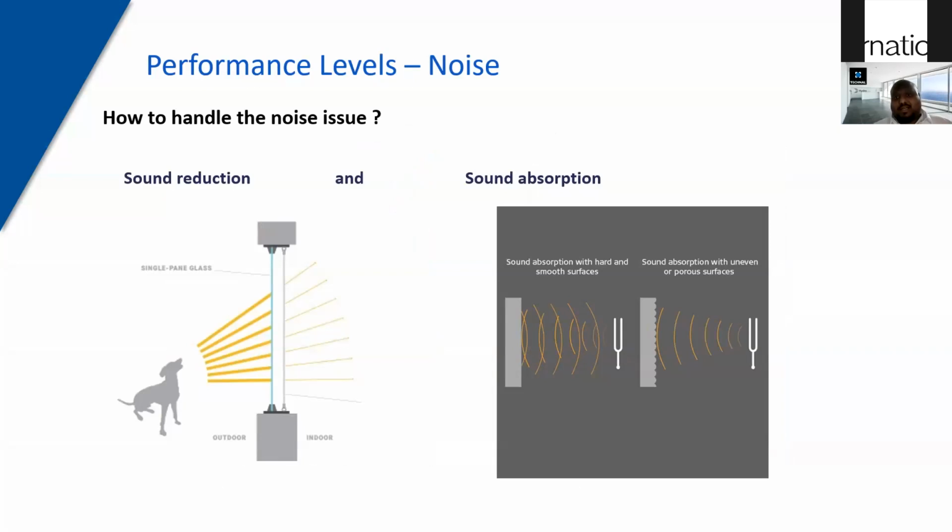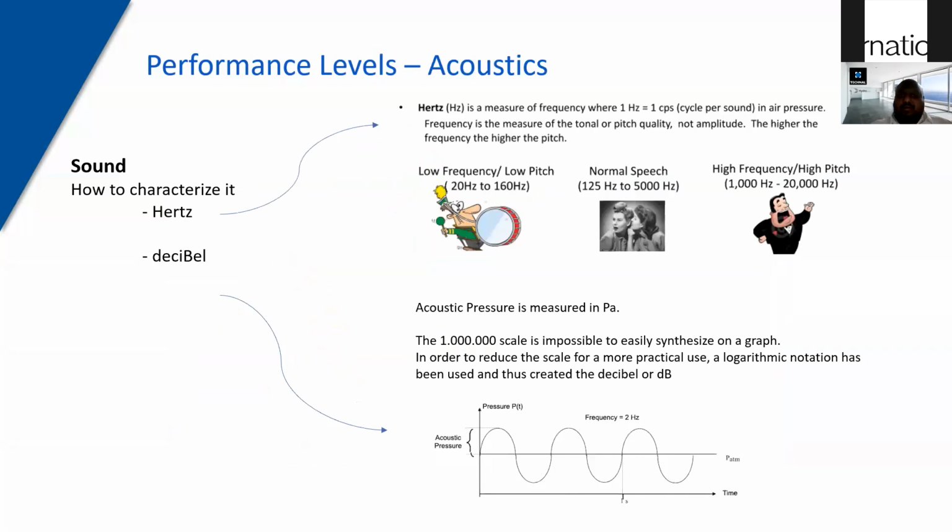Next topic is noise. And noise is a very, very misunderstood topic, and we need to understand the basics of it. I'm not going to go too much into detail, but I'm just going to give you a quick overview. So sound is basically measured in hertz, and it's a measure of frequency. So hertz is the unit, and for low frequency, we call it anywhere between 20 hertz to 160 hertz. Normal speech is 125 to 5000. High frequency opera, we're talking about 1000 hertz to 20,000 hertz.